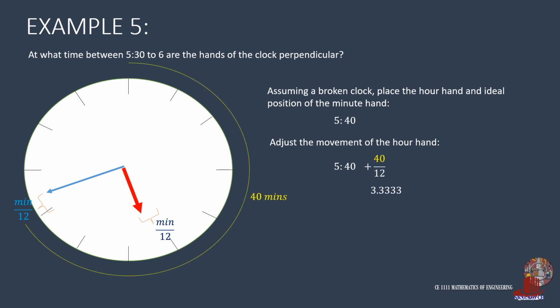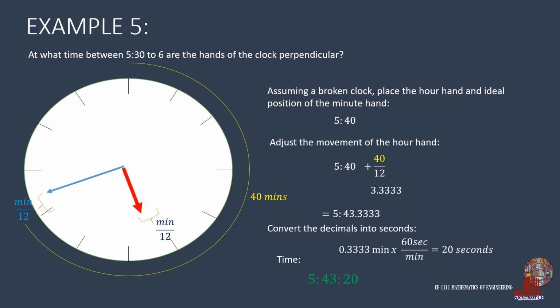With the 40 minutes run of the minute hand, the adjustment is then 3.3333, giving the time 5:43.3333. Multiply 0.3333 by 60 seconds and make it 20 seconds. So the time is 5:43:20.